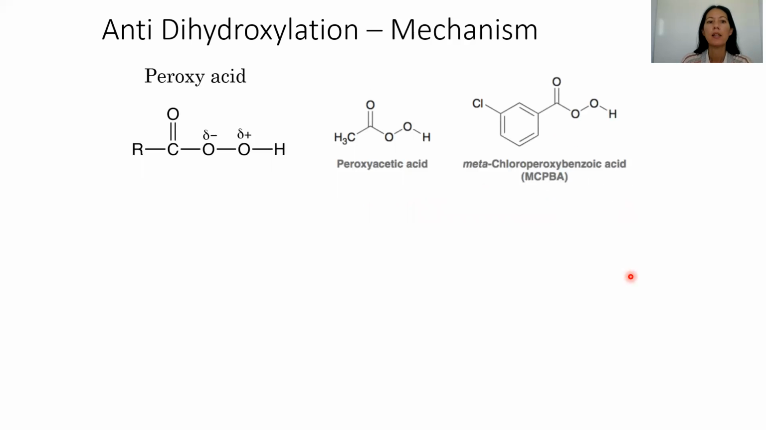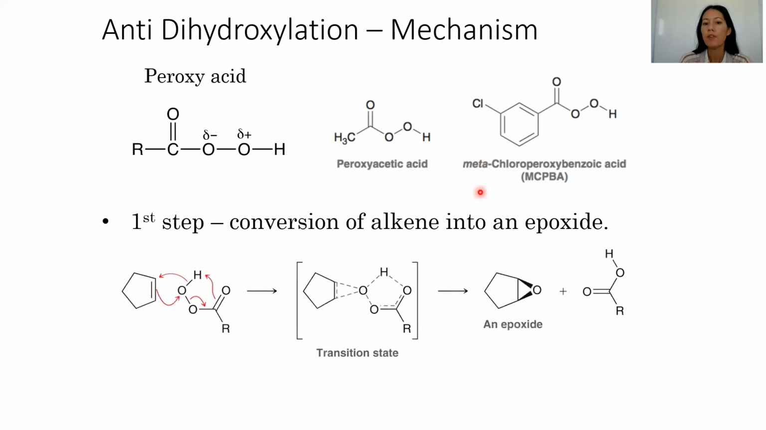Okay, here are peroxides. This is a peroxy acid, and you can have a simple one here with just an acetyl group, or this one here with a chloro off a benzoyl group. And so we call this metachloroperoxybenzoic acid, or MCPBA for short. So these are very useful.